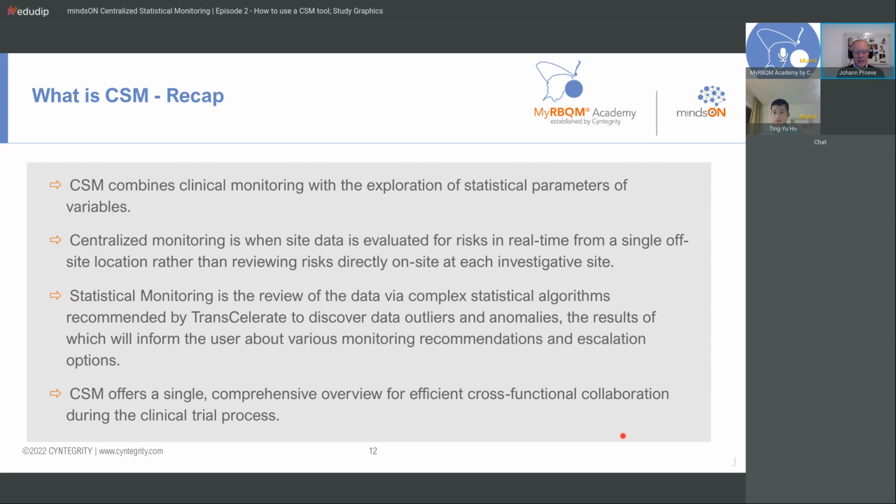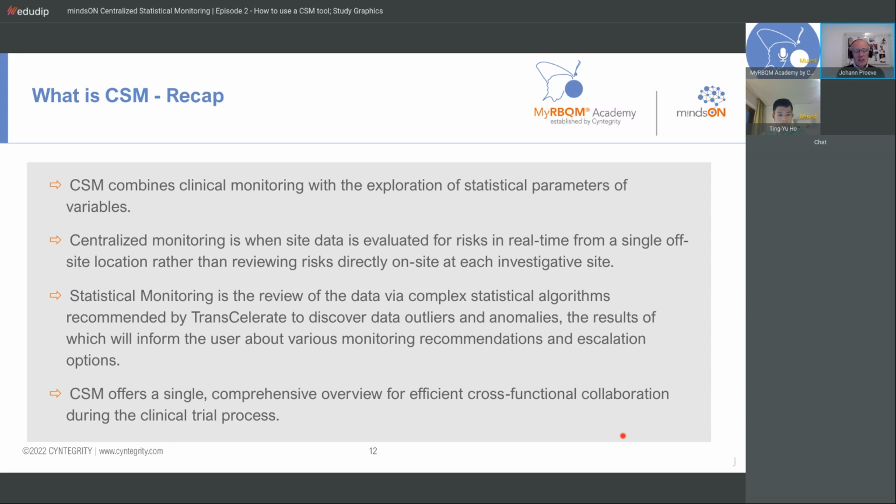And finally, the centralized statistical monitoring offers a single comprehensive overview for efficient cross-functional collaboration during the clinical trial process, which means that maybe a central monitor uses such a tool, but the central monitor then decides, well, this is a finding that I better delegate to a medical monitor, or this is something that I should forward to the data manager in charge of the data, or a statistical programmer, so that they can take a closer look at these data and initiate any corrective preventive actions if that is needed, or at least make sure that certain outliers are being reviewed again.